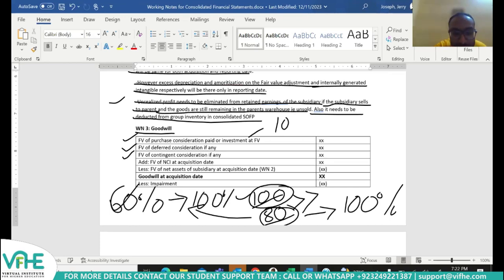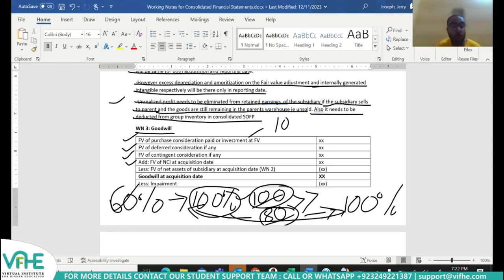How do I do that? That is the non-controlling interest, the interest which I have not purchased. That also I have to add so that it becomes 100%. And now I can deduct the 80 rupees, because 80 rupees is 100% of the assets. So the next step is to add the fair value of NCI, which is called non-controlling interest. What do you mean by non-controlling interest? It is the amount of equity or percentage, suppose 40%, which I am not owning. That is non-controlling interest at acquisition date.